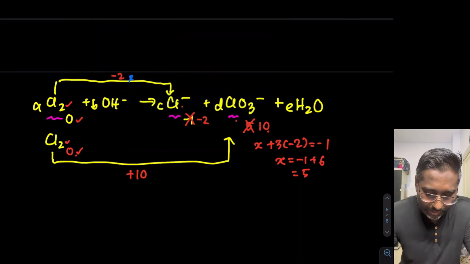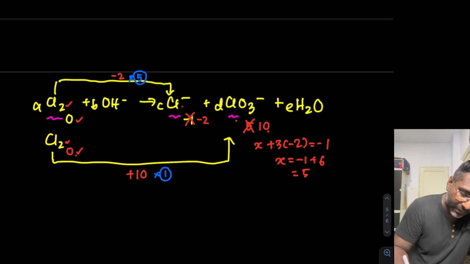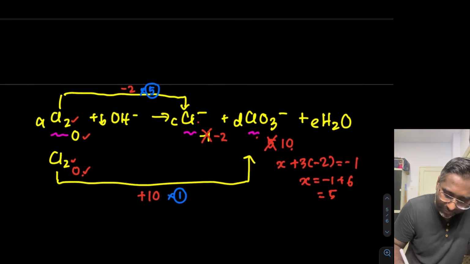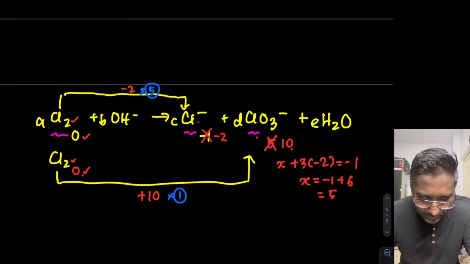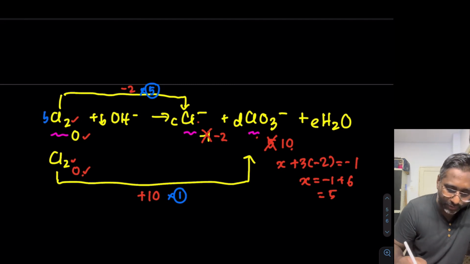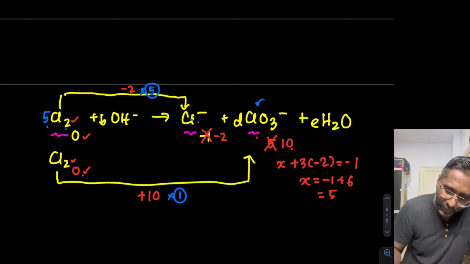Now we need to actually make it into this magic number, so I'm going to times this by 5, and then this one times by 1. We need to be careful over here, because if I put a 5 over here, this 5 is going to make this Cl appear to have 10 atoms of Cl. So forget about this Cl.